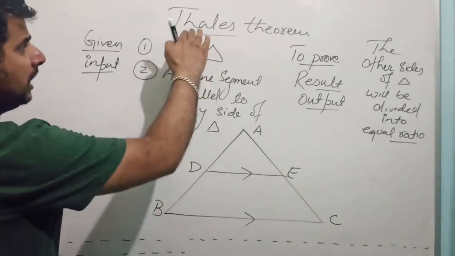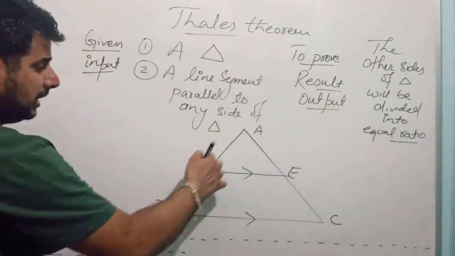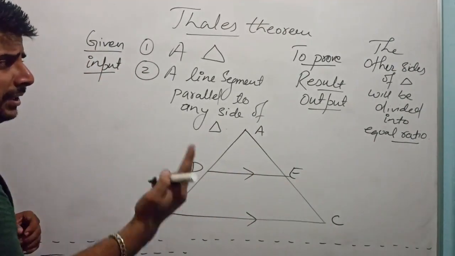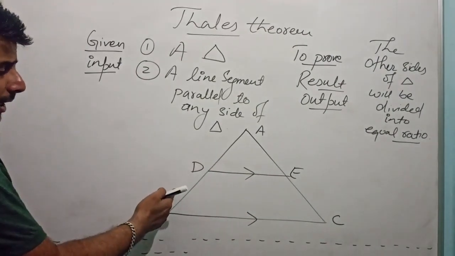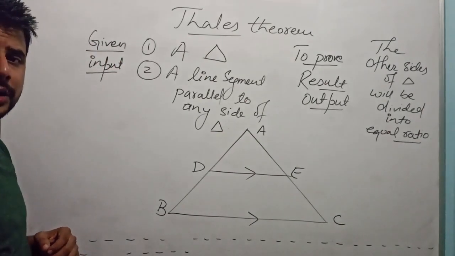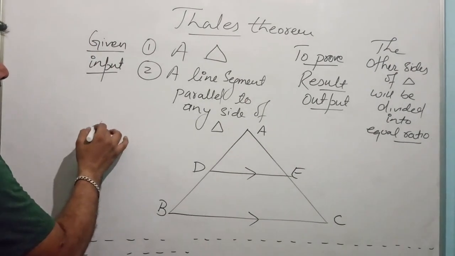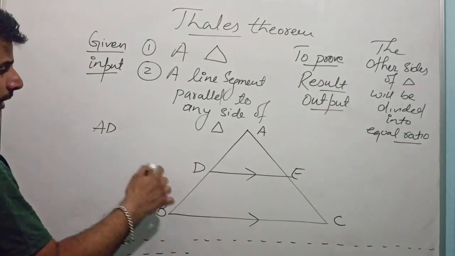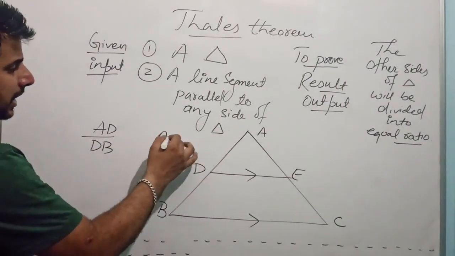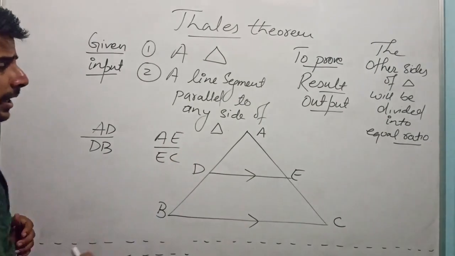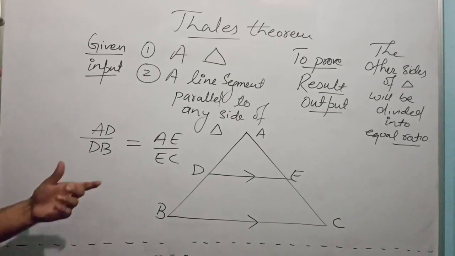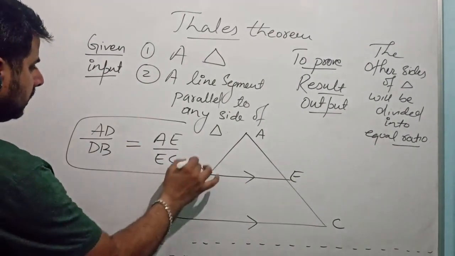So, according to Thales theorem, the other sides, meaning AB and AC, are divided into parts, that is AD, DB, AE, EC, which are proportional. So let's find out the meaning of it. When you make the ratio of the divided parts, that is AD upon DB and this side AE upon EC, then these two ratios are equal. That is the result of Thales theorem.